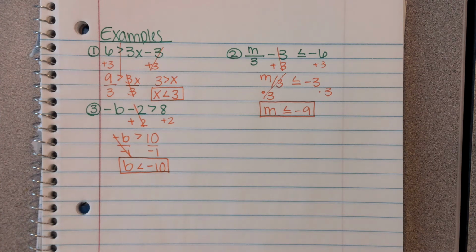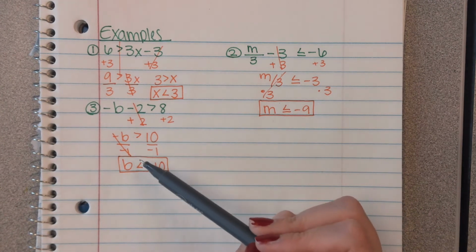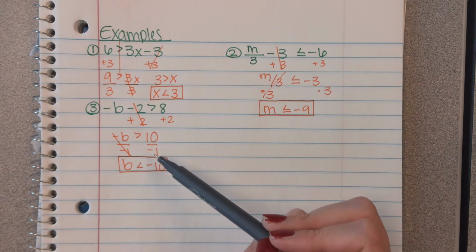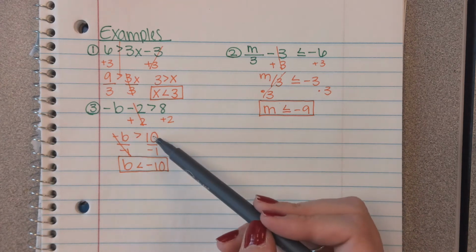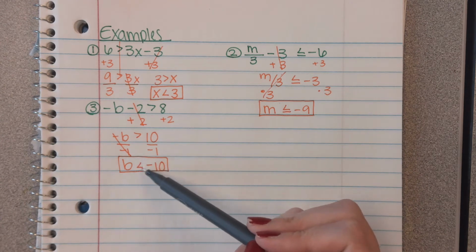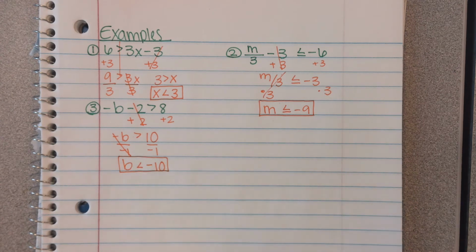Okay, and so the reason that we have to flip that symbol is because it takes care of this sign change. So this 10, do you see how the sign went from here to here? The flipping of the symbol takes that sign change into account. So that's why we have to do that. It has to do with the signs.